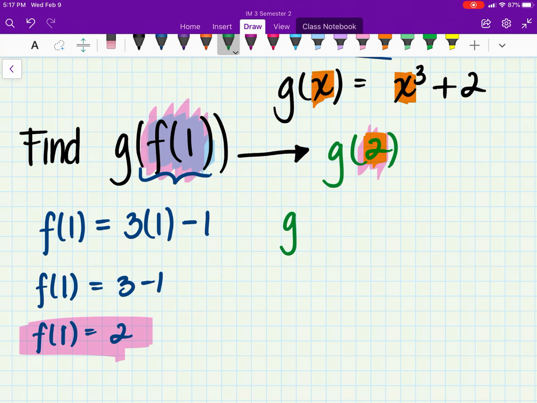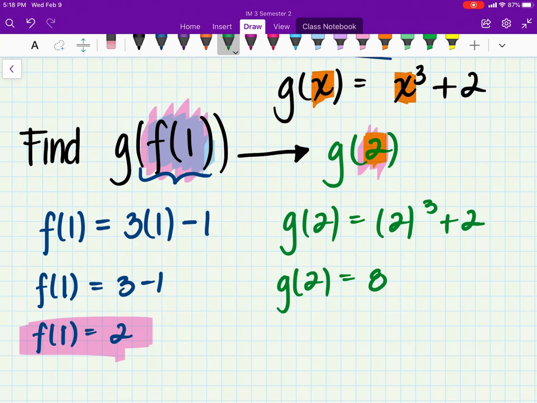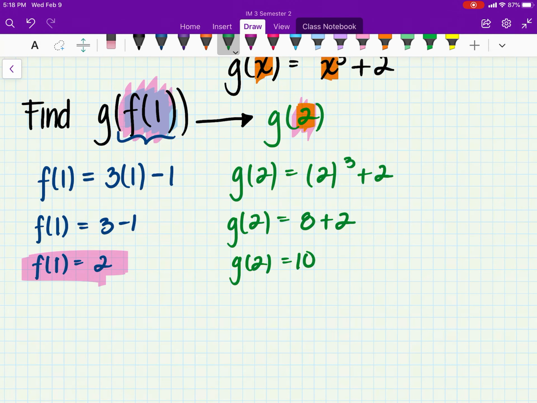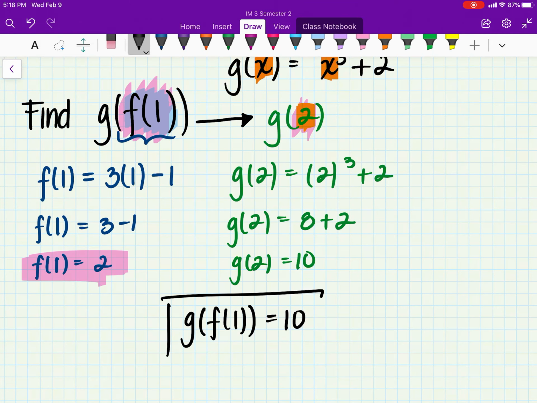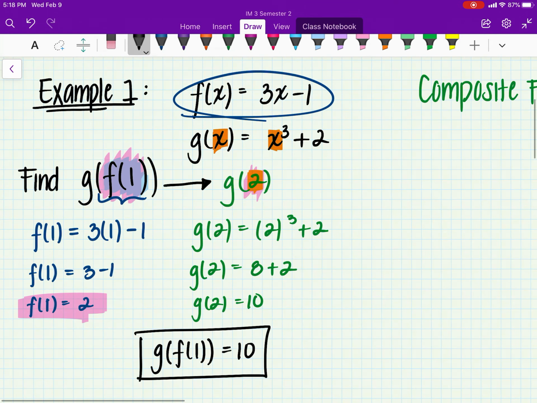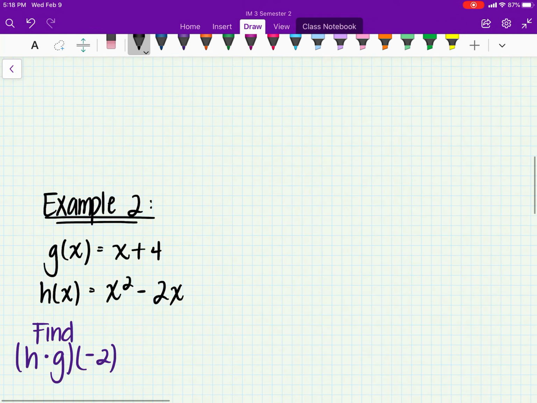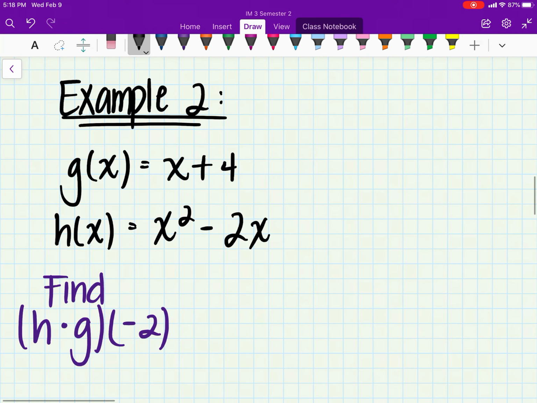And I have g of 2 equals 2 cubed plus 2. 2 cubed in this case, guys, is going to give us 8. And 8 plus 2 is going to be 10. So our answer in this case with g of f of 1 is going to equal 10. Our answer in this case, guys, is 10. All right, so let's go ahead and work on the next one. And here is the next one.